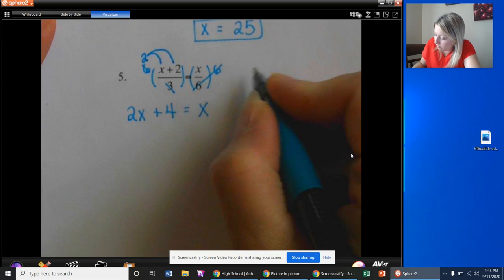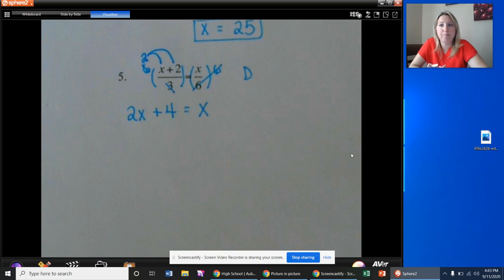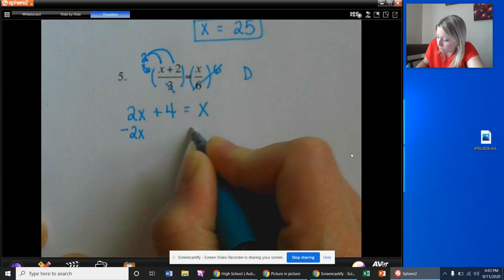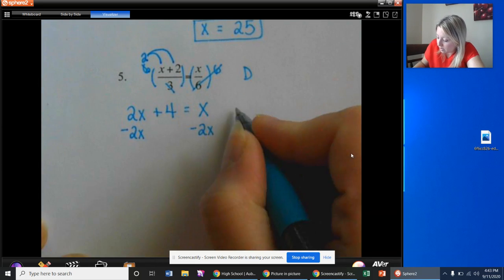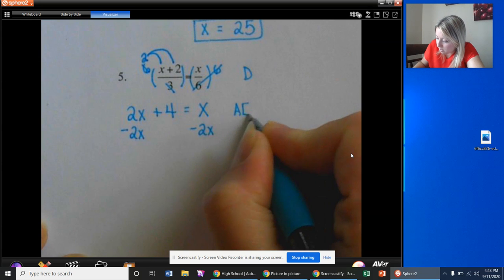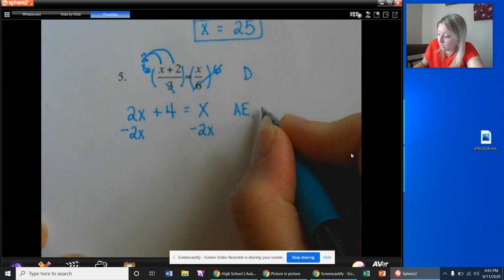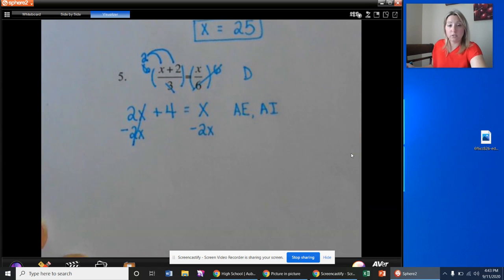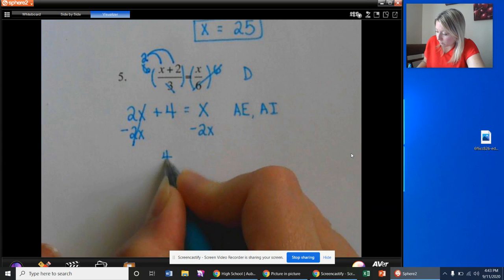Oh, sorry. I distributed over here. My bad. 2x, let's see. Right now it's positive. What's the opposite? So I can move it away. The opposite is a negative 2x. So I'm subtracting 2x from both sides of the equal sign. That's the addition property of equality. And I chose it to be negative 2x, so that's the additive inverse, right? So those cancel out to 0. That leaves me with a 4 right here.